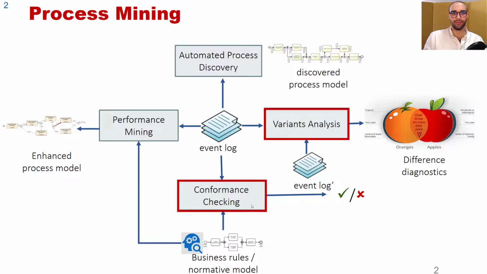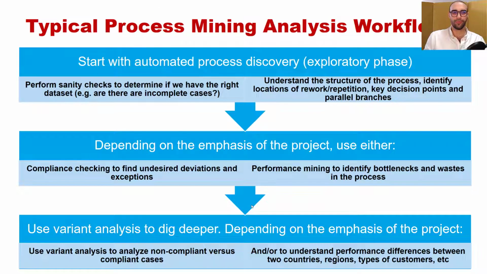And after that, we perform variant analysis to compare the differences in performance of both the conformant and non-conformant cases. So, a typical workflow of process mining analysis starts with automated process discovery, as explained before, where you discover the process that already exists in your event log. That process is the reality, what has happened already in your organization.